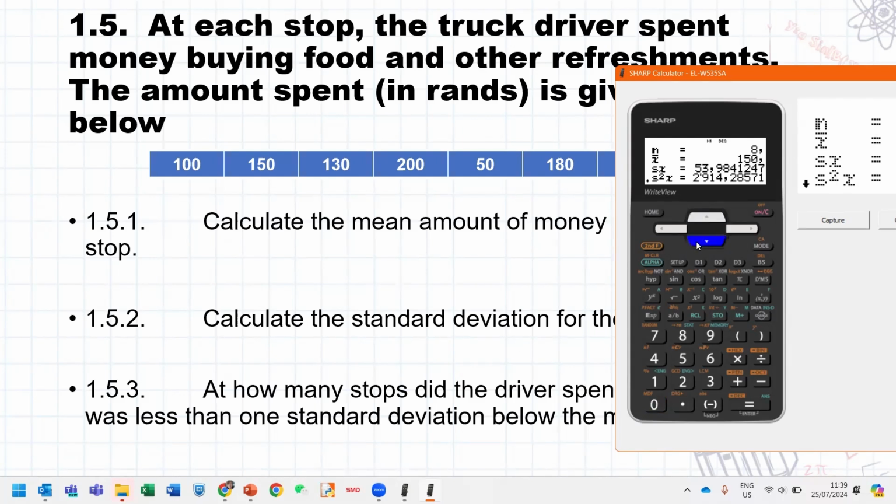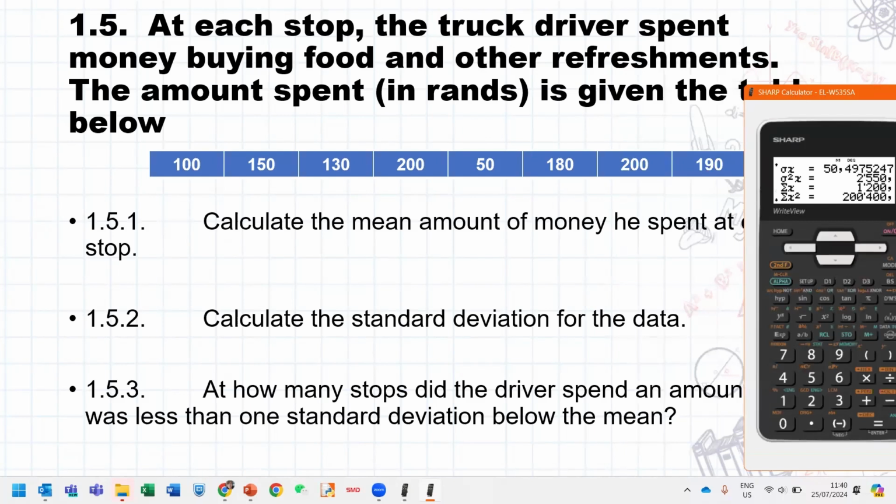The second question says calculate the standard deviation. Now, the standard deviation on your calculator is represented by this sigma x. And so you can see it's 50,497, and we round it off to 2 decimal places. So your standard deviation is 50,50 or 50,5. Okay, pretty straightforward.